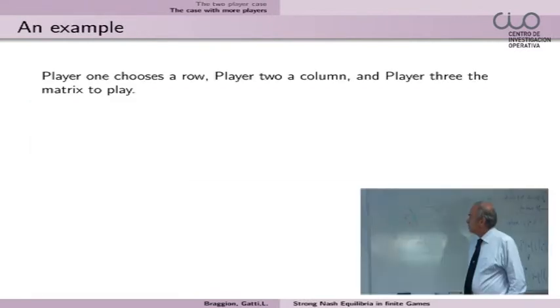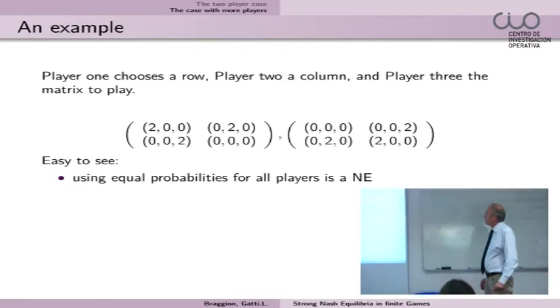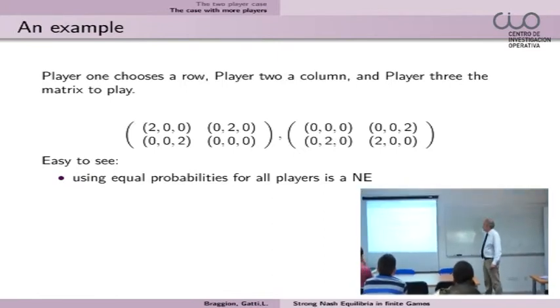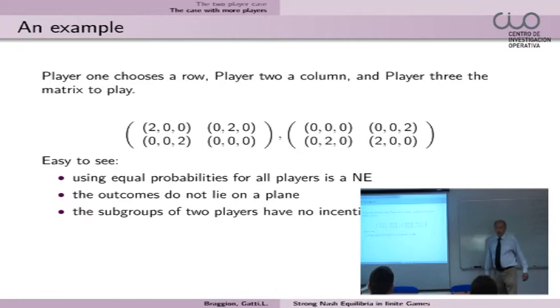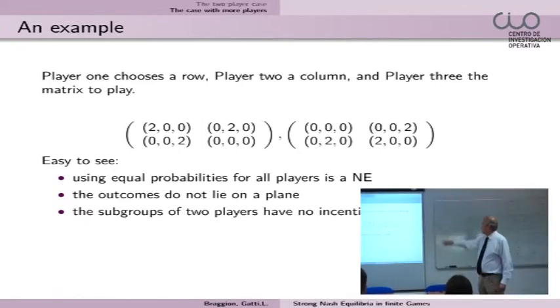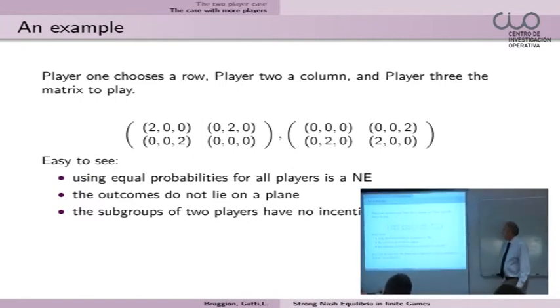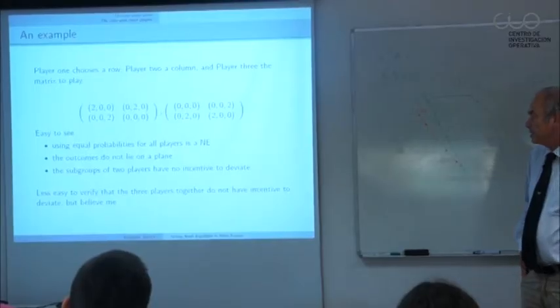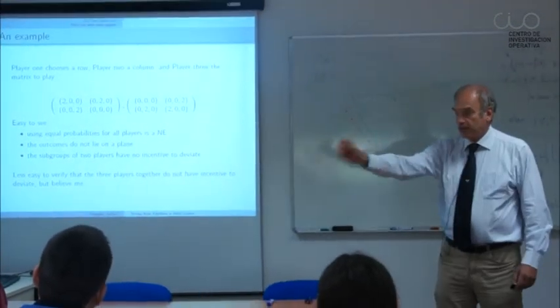Well, look at this example. There are three players. Player one chooses a row, player two chooses a column, player three chooses the matrix. It is very easy to see that they can use the probabilities 1/2, 1/2, 1/2, 1/2, 1/2, 1/2. This game is very symmetric, and so using equal probabilities for each player is a Nash equilibrium, actually the only Nash equilibrium of the game. The outcomes do not lie on a plane, and any group of two players has no incentive to deviate. It is less easy to verify that the three players together also do not have an incentive to deviate, but you can believe me.